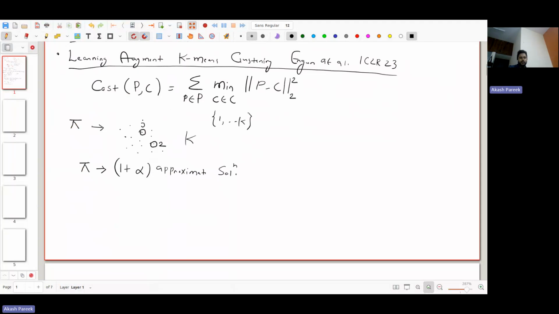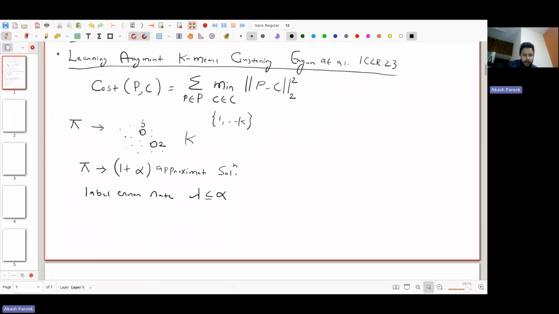So you have some solution. Suppose there is a 1 plus alpha approximate solution that you already know about. You take that solution and you treat it as your predictions, and you go forward. And there is one more thing here, something called the label error rate, which is some lambda which is less than this alpha.